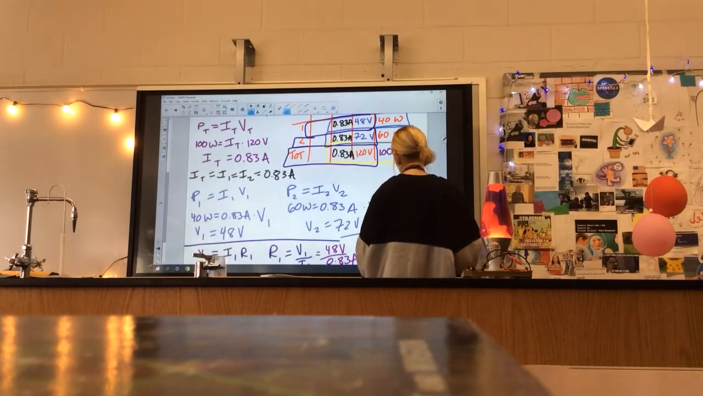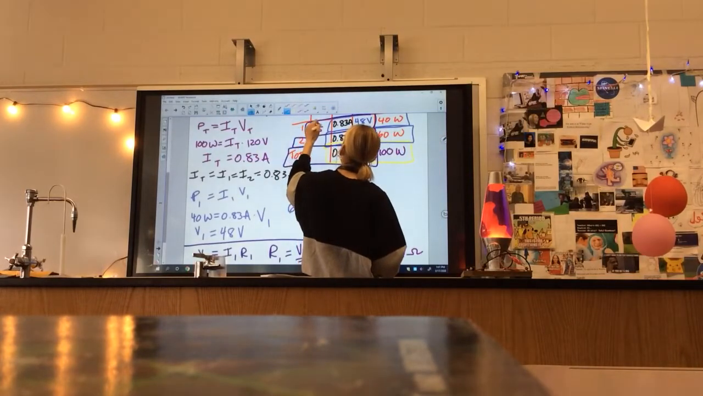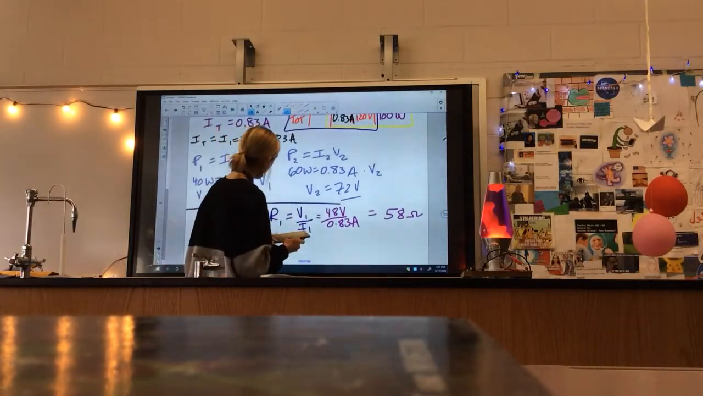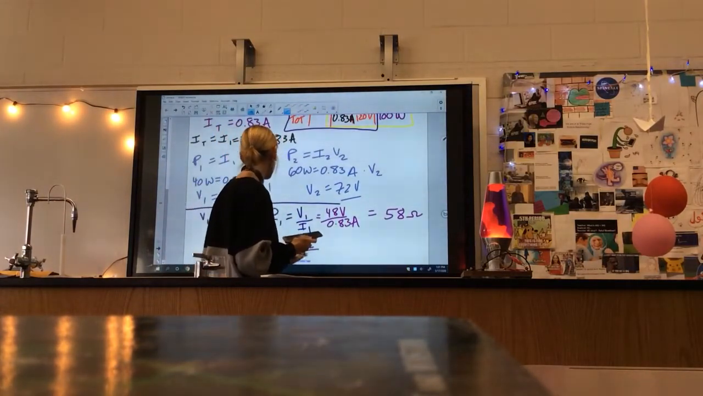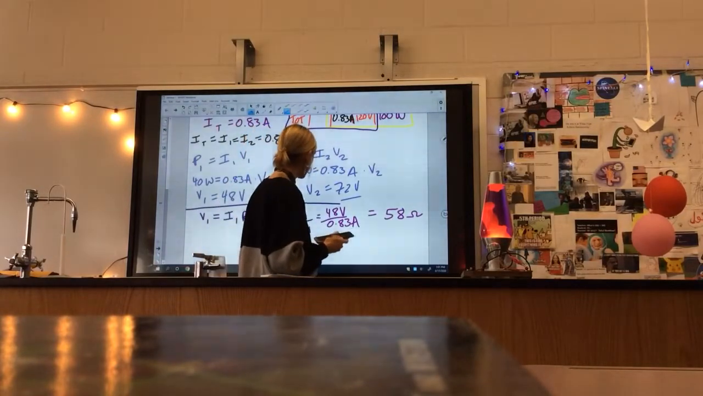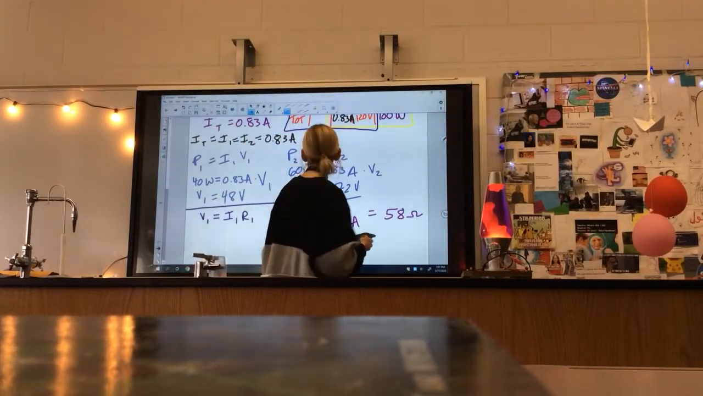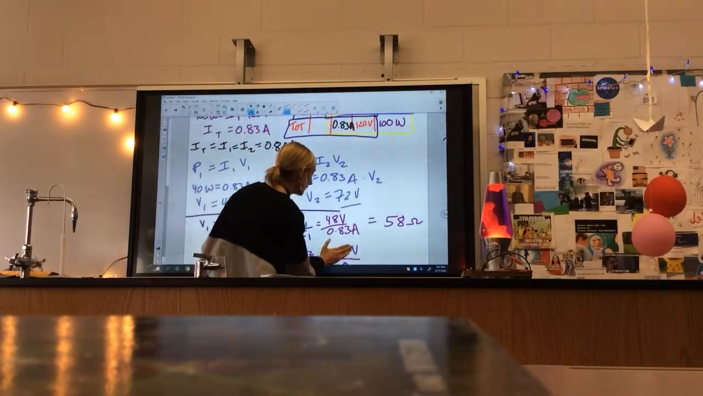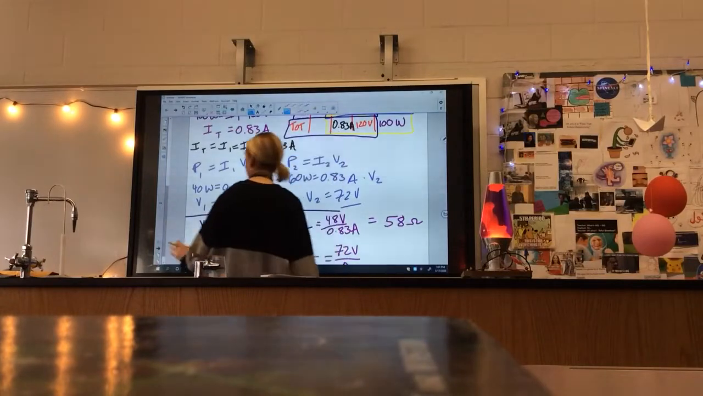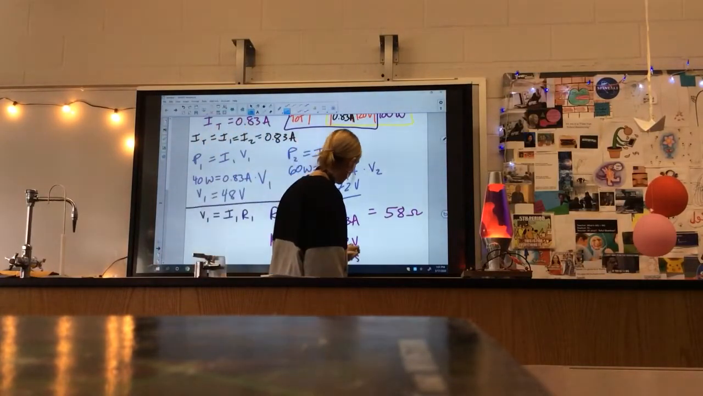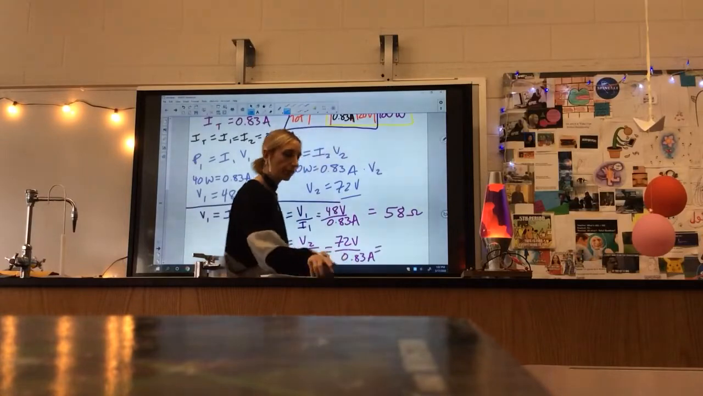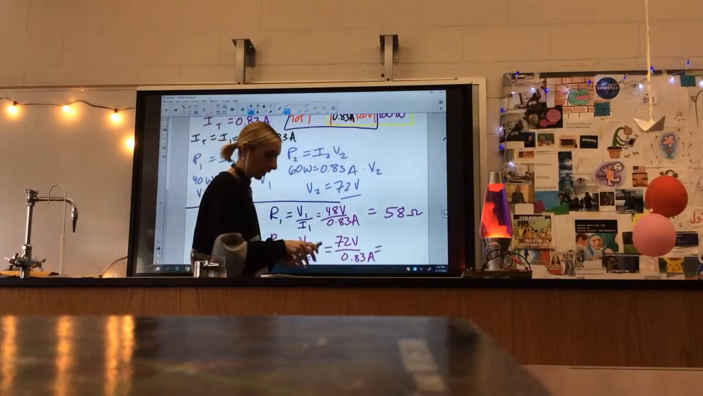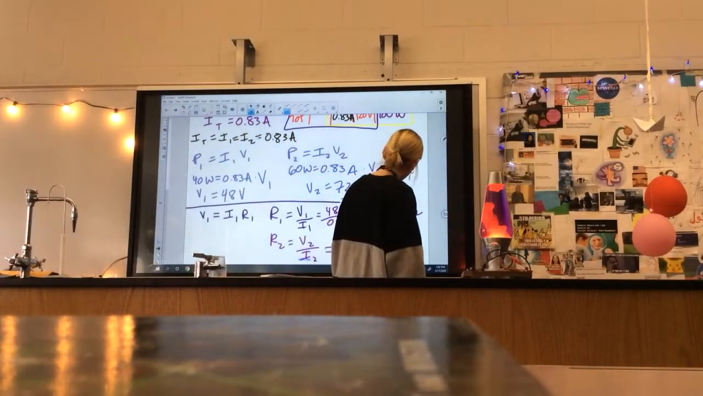And again, I'm rounding. I apologize. 58 ohms. Resistor 2, we're going to do the exact same thing. So I'm going to say R2 equals V2 over I2. So I'm going to have 48 volts over 0. Oh, I'm sorry, it's not 48. What was it? 72. My bad. 72 volts over 0.83 amps. So see what you get here. I got 87 ohms.